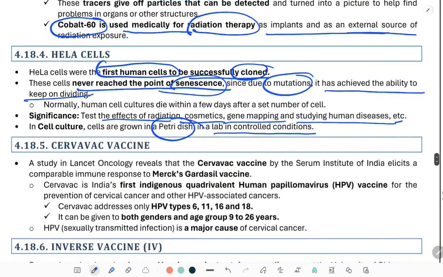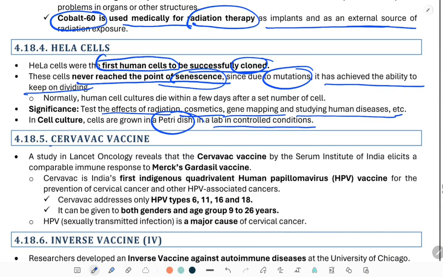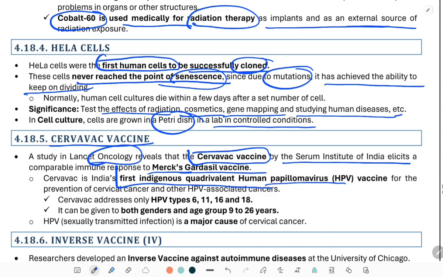Next, Cervavac vaccine. A study in Lancet Oncology reveals that the Cervavac vaccine by the Serum Institute of India elicits a comparable immune response to Merck's Gardasil vaccine. Cervavac is India's first indigenous quadrivalent human papillomavirus vaccine for the prevention of cervical cancer and other HPV associated cancers.